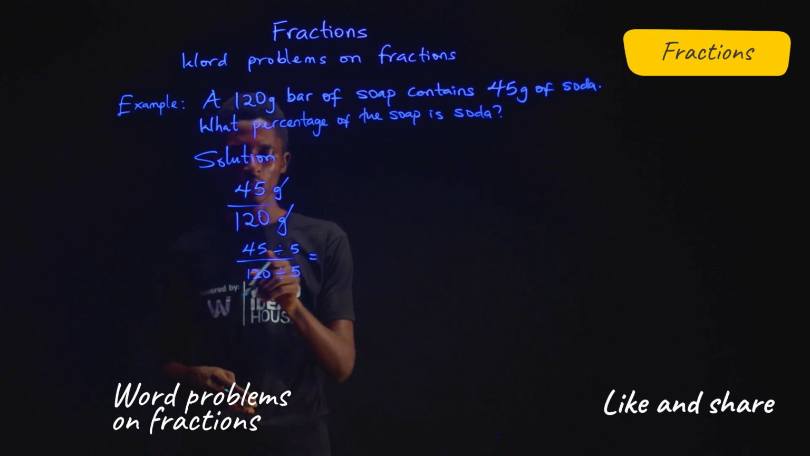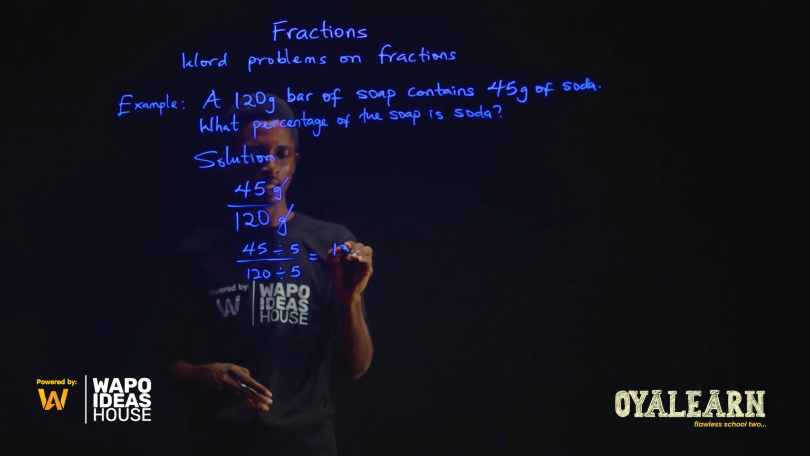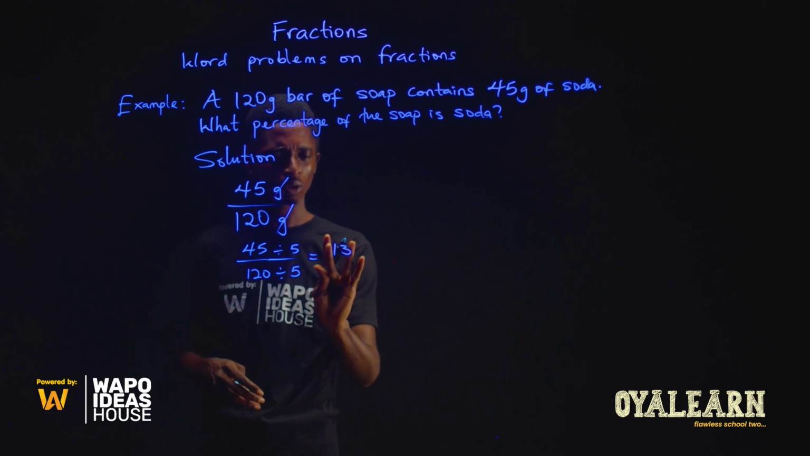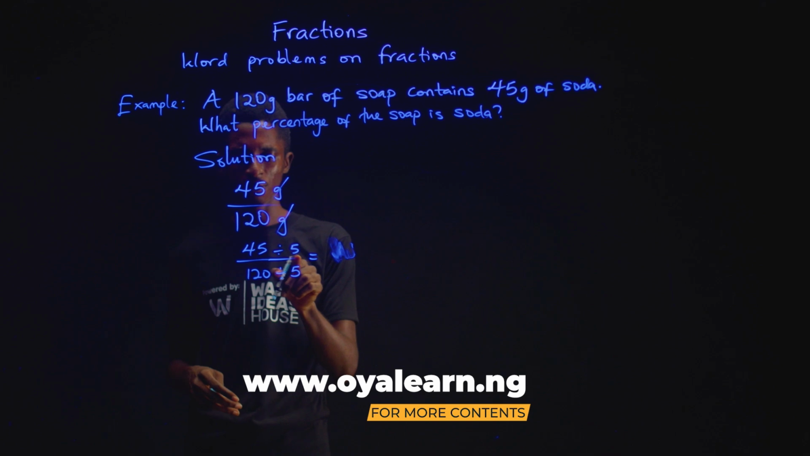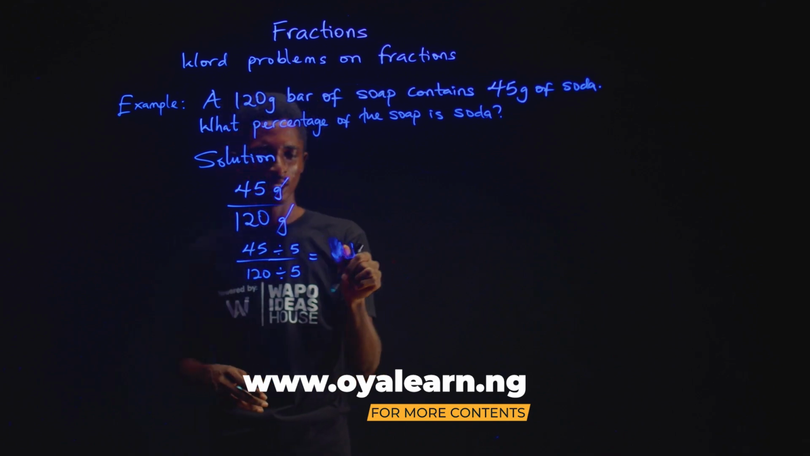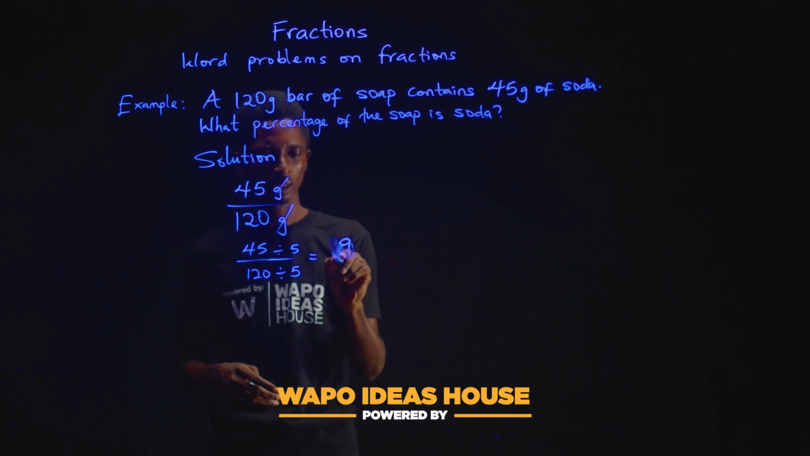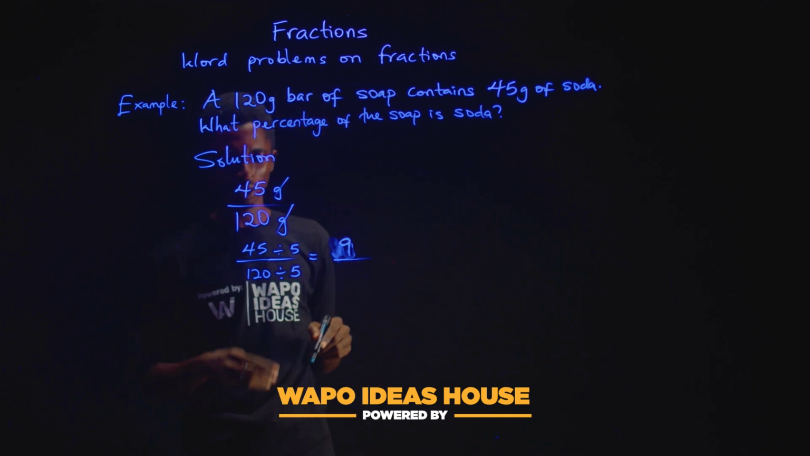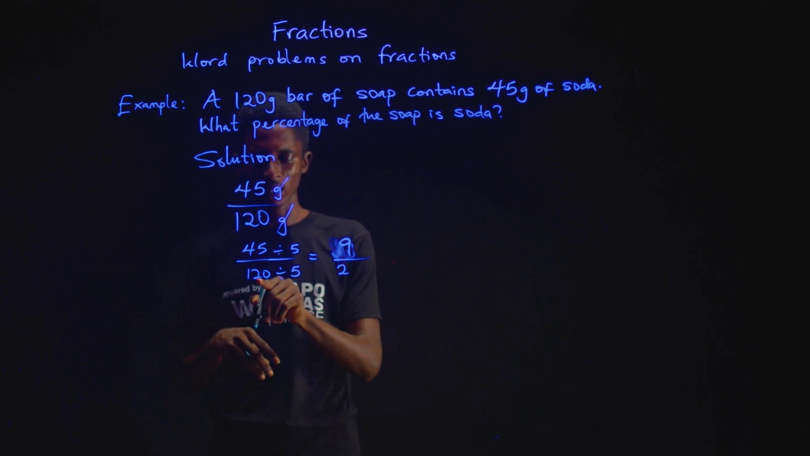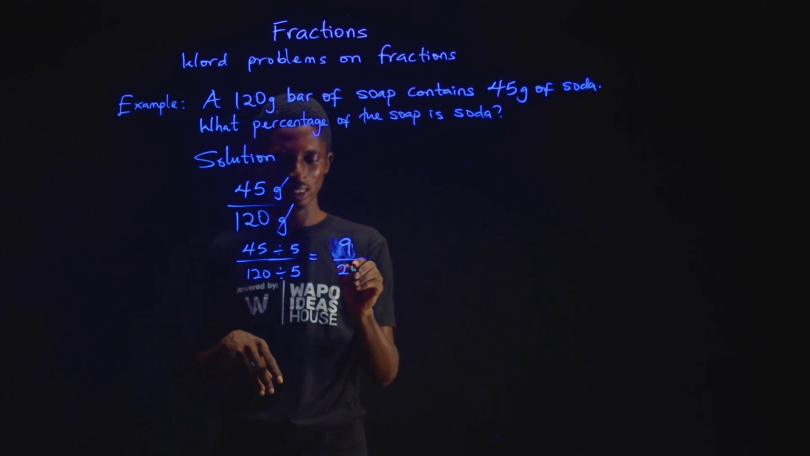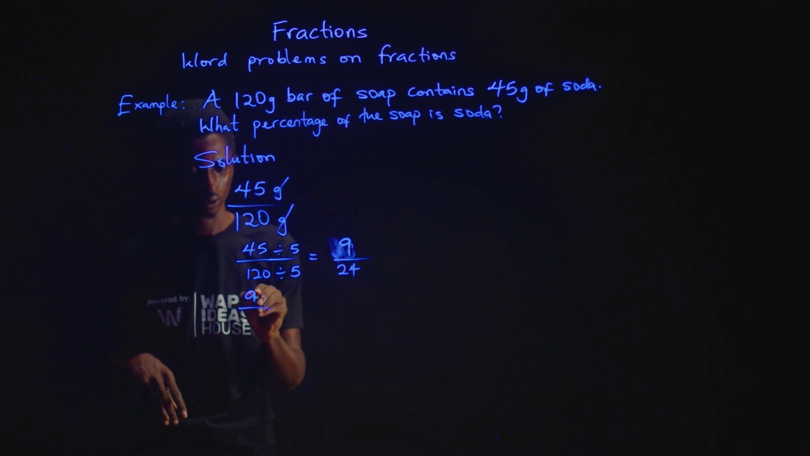This would give us 5 in 45, that's 13. Hold on. 5 in 45 is not 13. 5 in 45 is 9. And then 5 in 120. 5 in 12, that's 2, remainder 2. And then 5 in 20 is 4, that's 24. So we have 9 over 24.